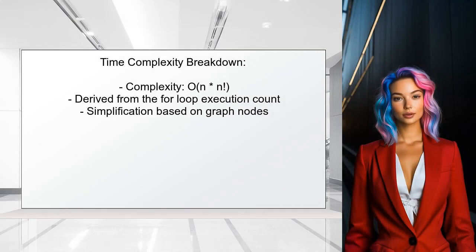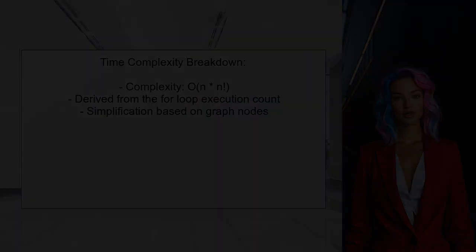This user explains the time complexity of generating all permutations of a string. They clarify that the complexity is derived from the number of times the for loop runs, which is represented as n times n factorial, or n times n exclamation mark. This is a simplification based on the estimated number of nodes in a graph representation of the permutations.